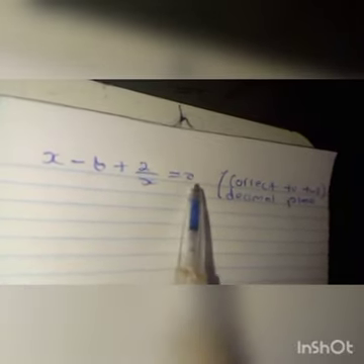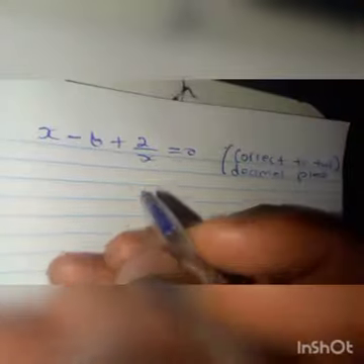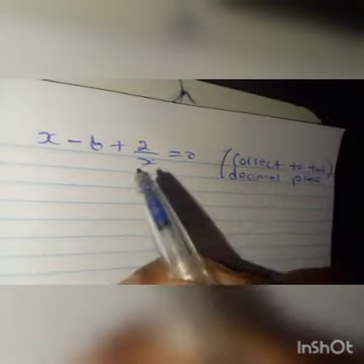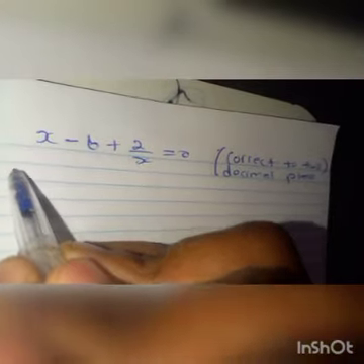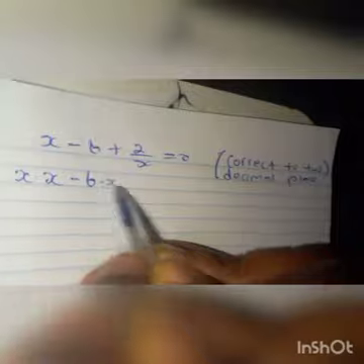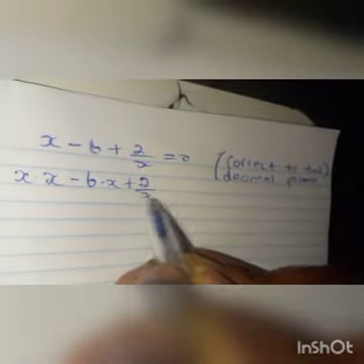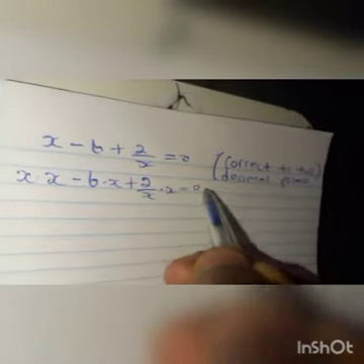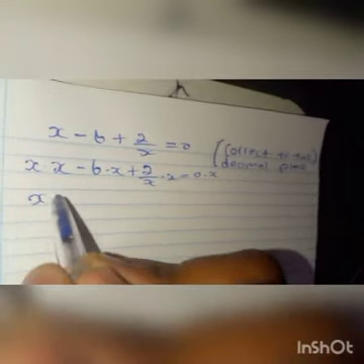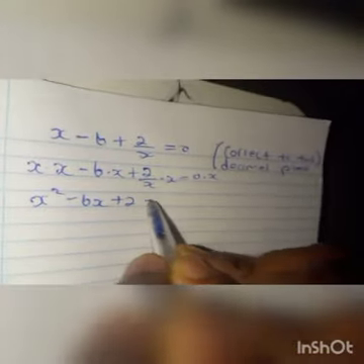In today's equation, we have x minus 6 plus 2 divided by x is equal to 0. So we are going to put this equation in order. How do we do that? We're going to multiply each term by x. x times x is x squared, minus 6 times x, plus 2 divided by x times x, is equal to 0 times x. Okay, therefore we're going to have x squared minus 6x plus 2 is equal to 0.